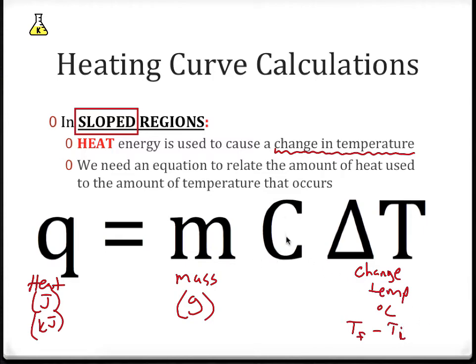You might have noticed we left off the C here. C is the new concept that goes along with this. This idea is known as specific heat. And what specific heat is going to be is a variable that basically links a certain quantity of temperature change to a certain quantity of heat. And it's a number that's unique for each individual substance.